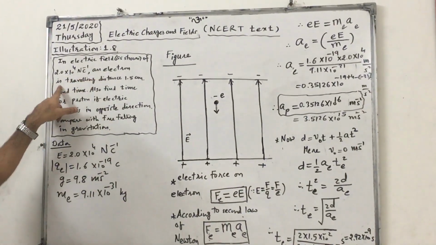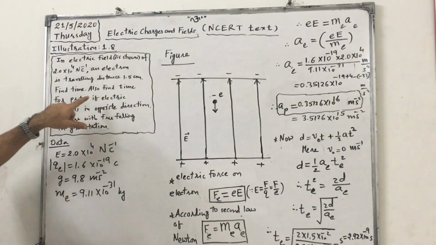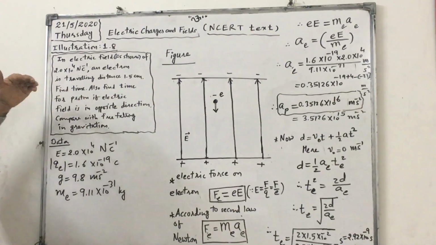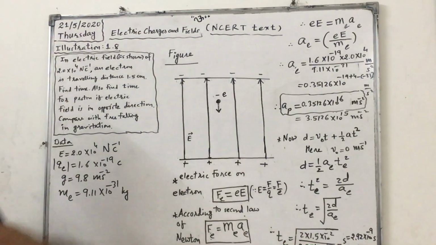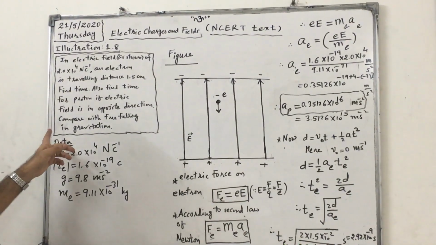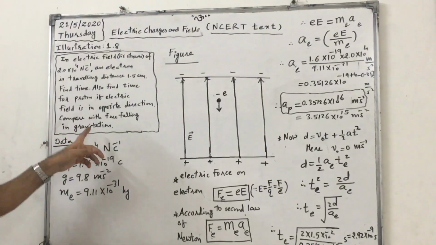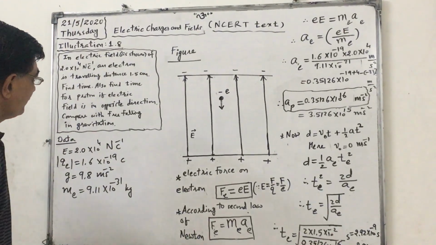An electron is traveling a distance of 1.5 centimeter. Find the time. Also find the time for a proton if the electric field is in the opposite direction. Compare with free falling in gravitation.